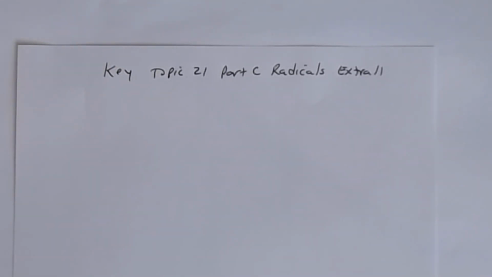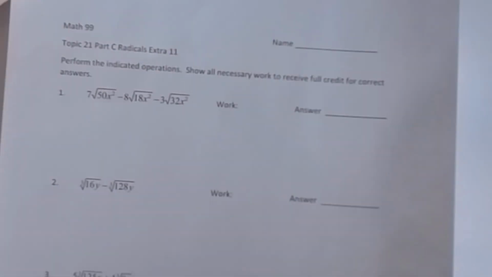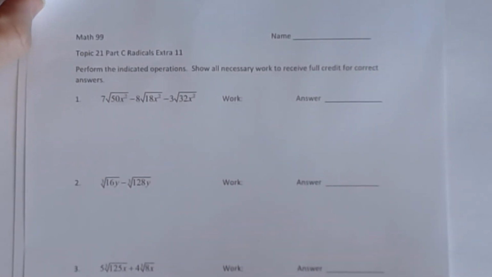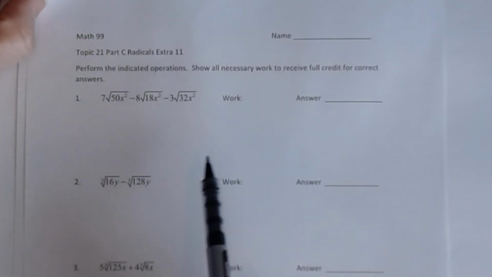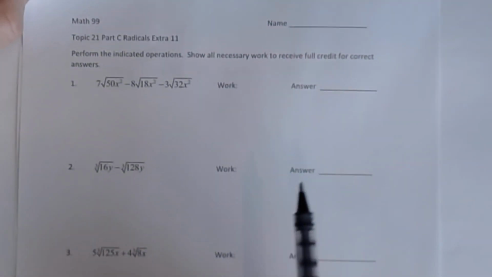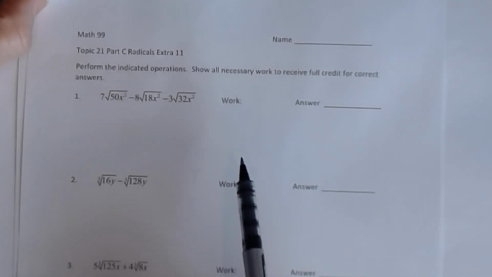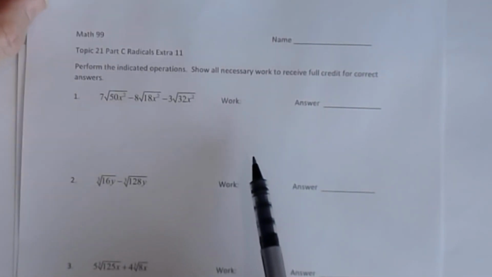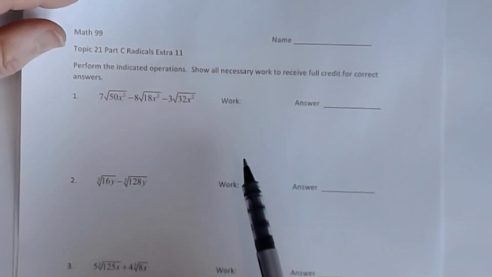Okay, so this is the key to topic 21, part C, radicals extra 11. If you look at the worksheet, notice that on this worksheet, you're adding and subtracting square roots in some problems. In some problems, you have cube roots. It does say show all necessary work to receive credit for correct answers.